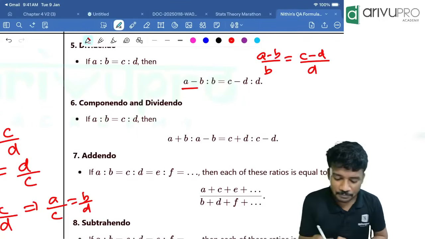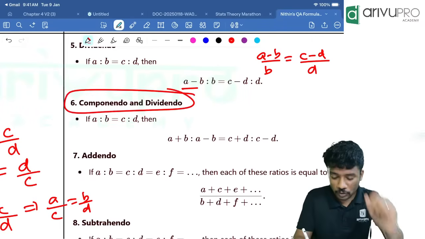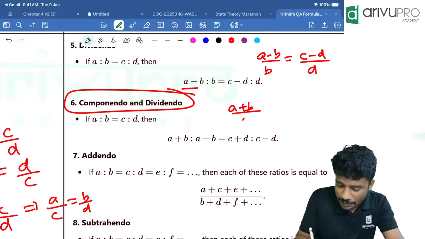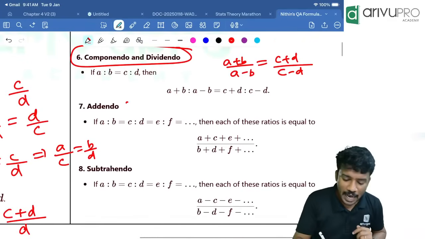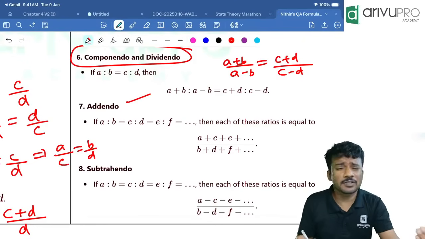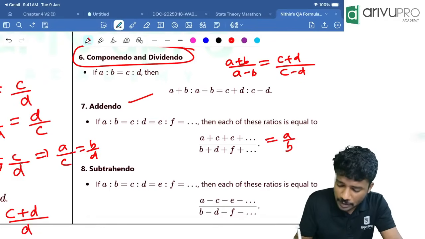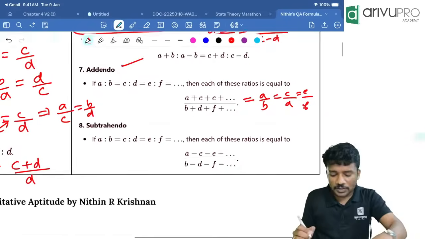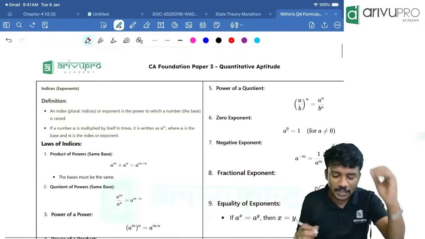That is possible. Then componendo and dividendo. That is nothing but combining both the properties. A plus B divided by A minus B is equal to C plus D divided by C minus D. Then the addendo property is nothing but we will add all the numerator elements and divide by all the denominator elements, which is equal to A by B, which is equal to C by D, which is equal to E by F. Similarly for subtractando.